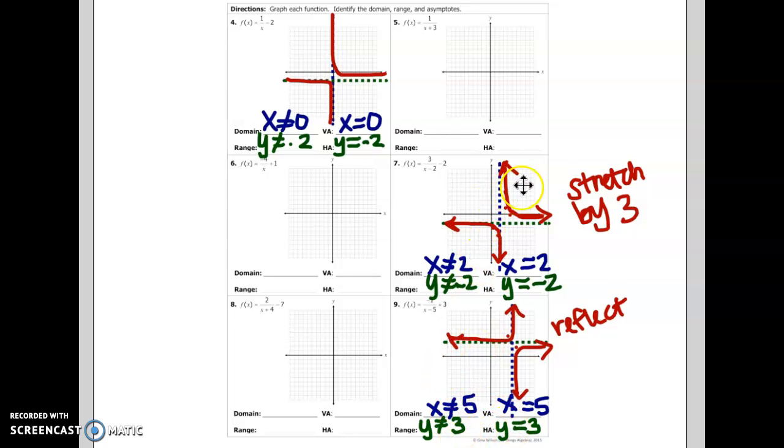Since it's reflected, if you notice, what we call the branches are in quadrants usually 1 and 3 mostly. So if there's a reflection, what happens is those branches end up being in quadrants 2 and 4. So kind of cool to think about.